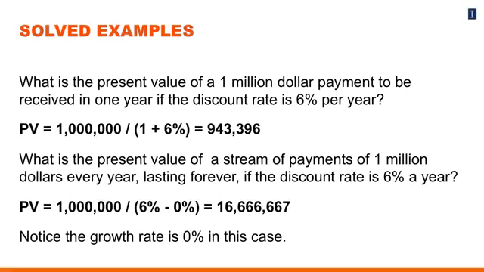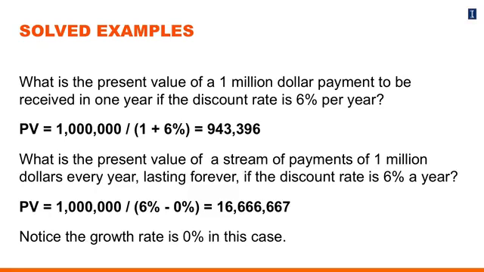The answer should be really simple, right? For the first problem, all you need to do is discount the cash flow of 1 million by 6%. So you divide 1 million by 1 plus 6%, and then you should get a present value of 943,396.